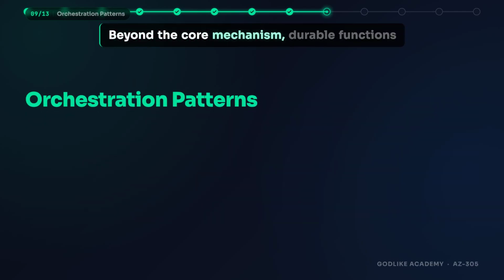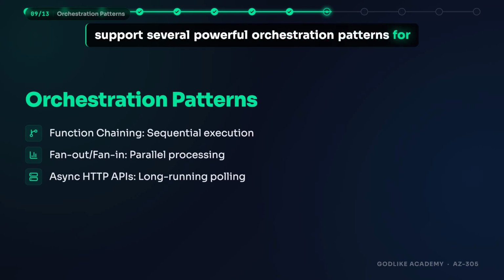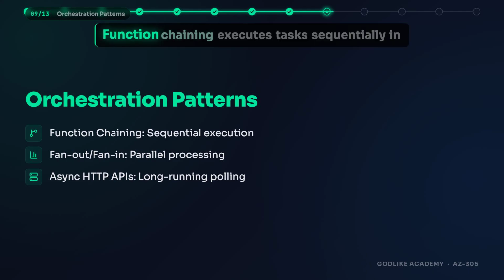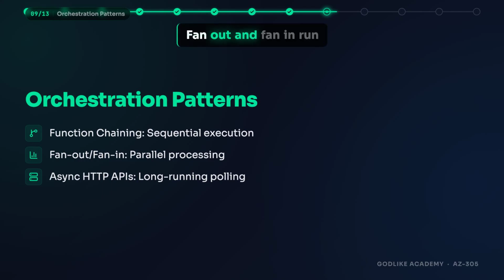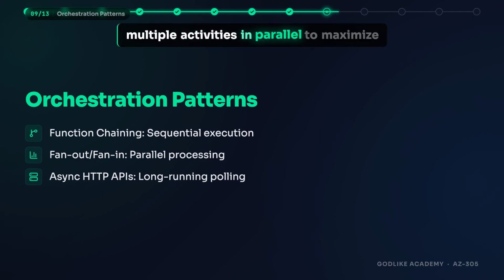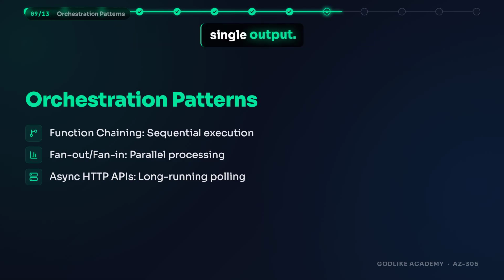Beyond the core mechanism, durable functions support several powerful orchestration patterns for complex scenarios. Function chaining executes tasks sequentially in a strict order. Fan-out and fan-in run multiple activities in parallel to maximize speed, then aggregate results into a single output.